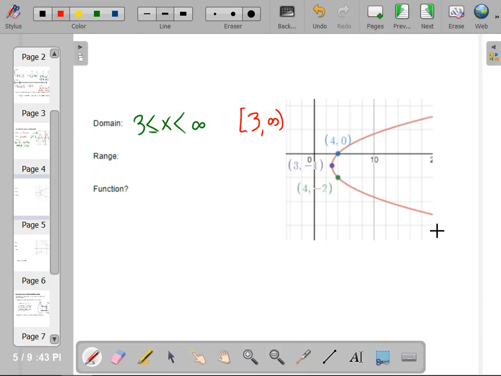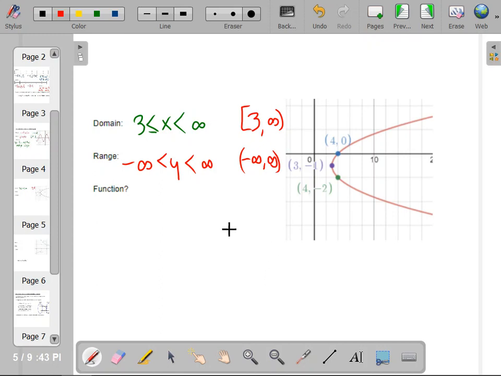Range, smallest y value. Well, this thing goes up and down. It goes down forever and it goes up forever. So the smallest y value would be negative infinity. And then you would say is less than y is less than, if it goes up forever, positive infinity. In interval notation, negative infinity to infinity in parentheses.